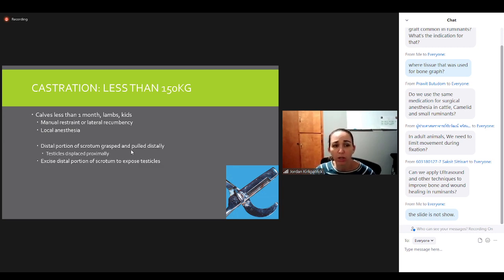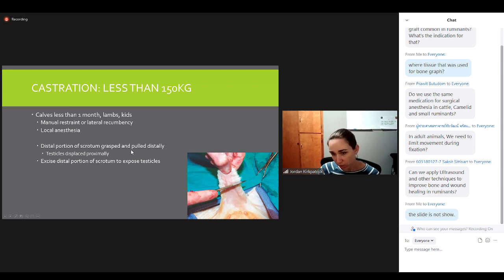For these smaller animals, the distal portion of the scrotum is grasped and pulled distally, and then you squeeze the testicles proximally. And then you just cut the distal portion of the scrotum.